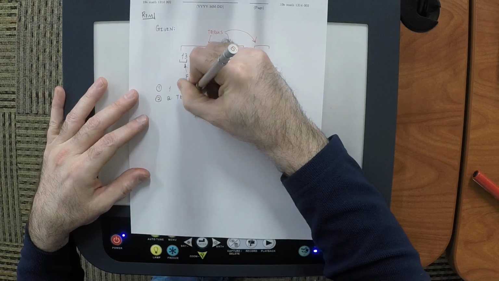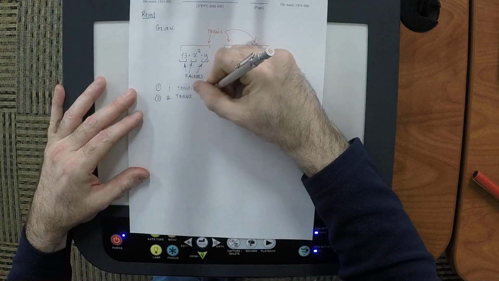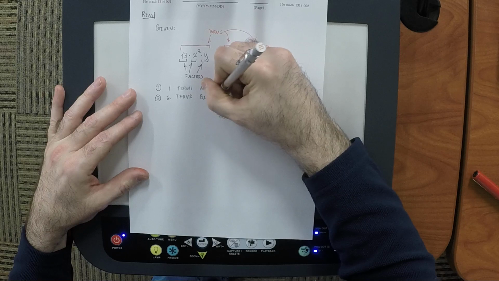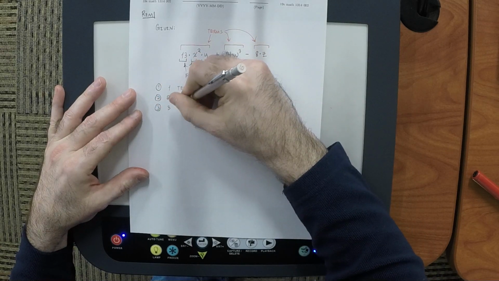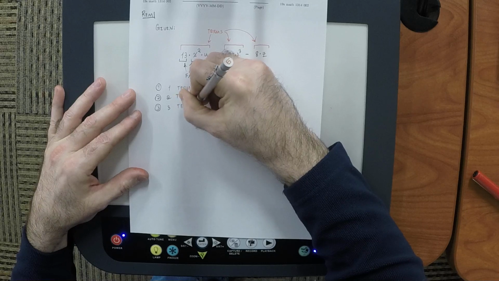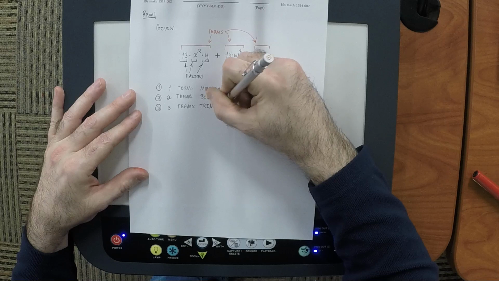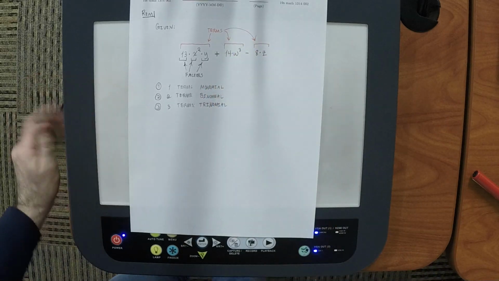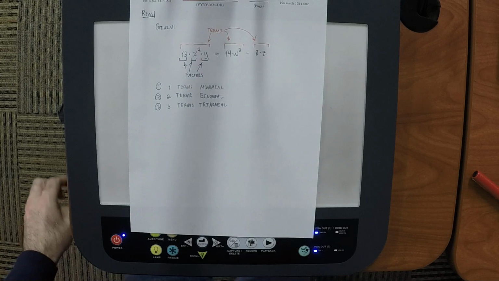If you have an expression with two terms, what's the name for such a thing? Binomial. If you have an expression with three terms, what's the name for such a thing? Trinomial.